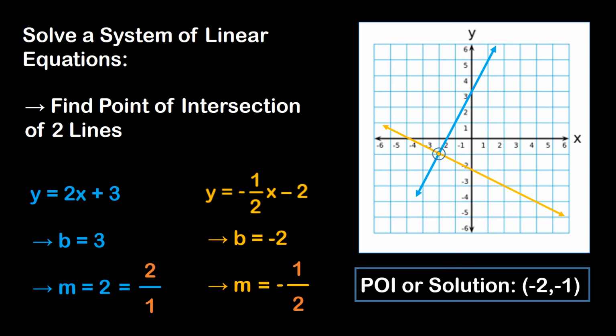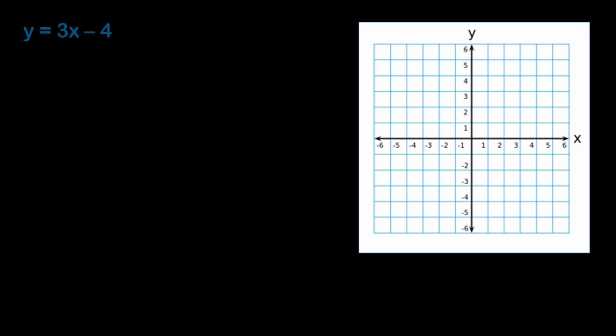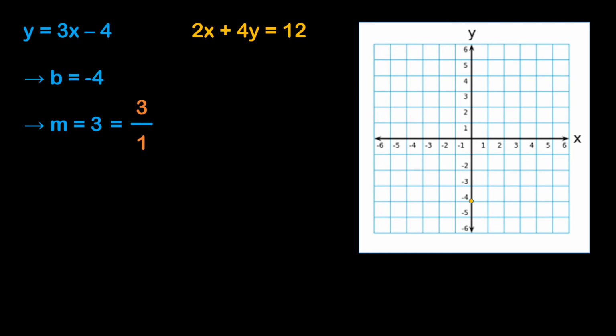Okay, why don't we do one more? We'll do y is equal to 3x minus 4 and 2x plus 4y is 12. For the first one, same idea. The y-intercept is negative 4 because b is negative 4. We can plot that y-intercept on the graph. The slope is 3, and we'd like to rewrite that as a fraction, so it's 3 over 1. That tells us that the rise is 3 and the run is 1. When y increases by 3, x increases by 1. Plot the next point and then connect those two points to form the line.